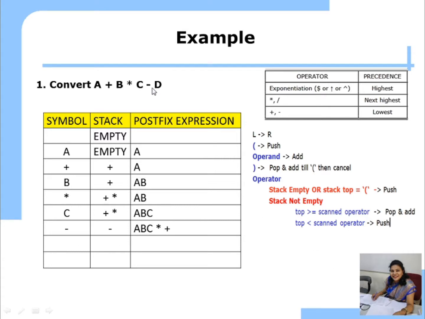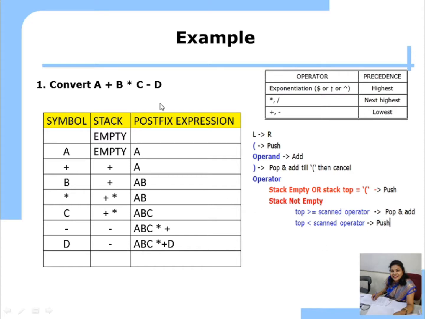After this, the next scanned symbol is D. D is an operand. So add it to the postfix string. Your postfix string will be A, B, C, multiplication, plus, D. And your stack will remain unchanged.